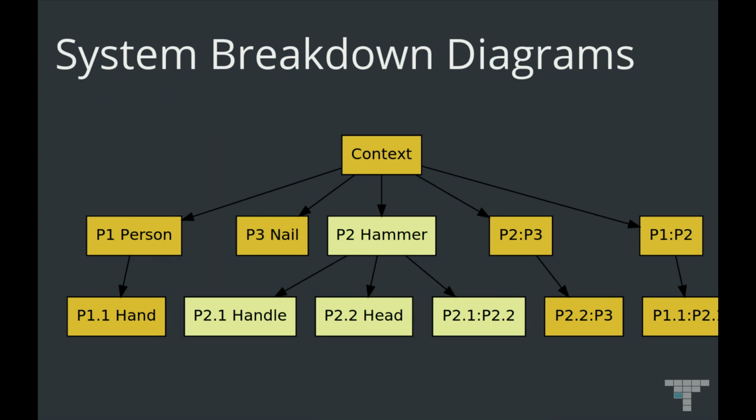So what does the hammer break down onto? The hammer consists of a handle, a head, and an interface between the handle and the head. The context contains a nail and a person. The person has a hand, and that's all we really cared about, so that's all that's in our model.